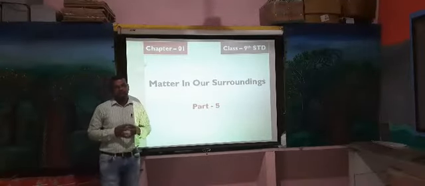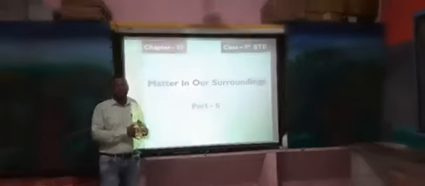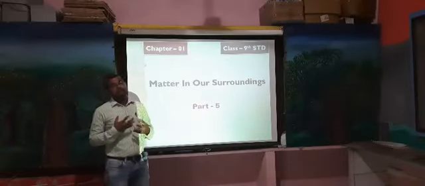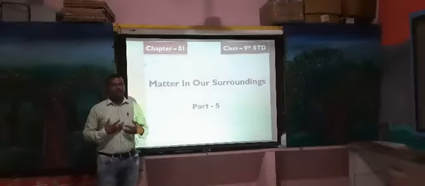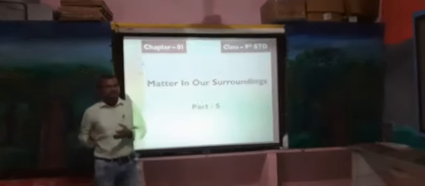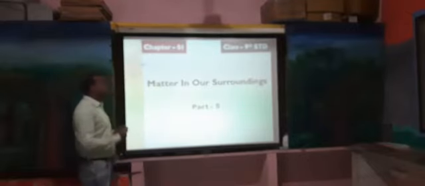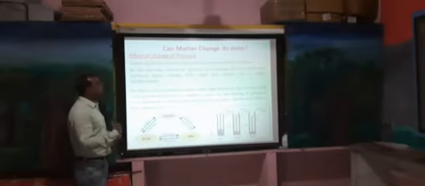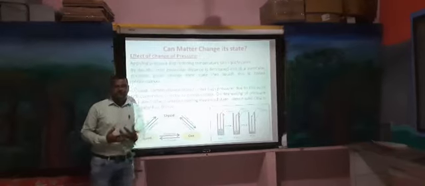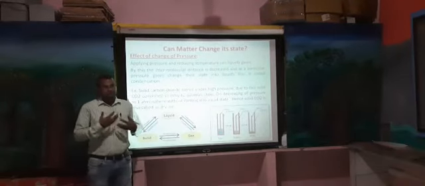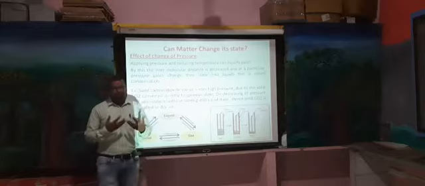We are discussing the chapter called Matter in Our Surroundings. In part 4, we have discussed whether matter can change from one state to another state of matter. Yes, how can they change? When there is a change in temperature, it makes one state of matter change into another state of matter. There is another important effect on the changing of state of matter, that is pressure. When you change the pressure, then also matter can change from one state into another state of matter.